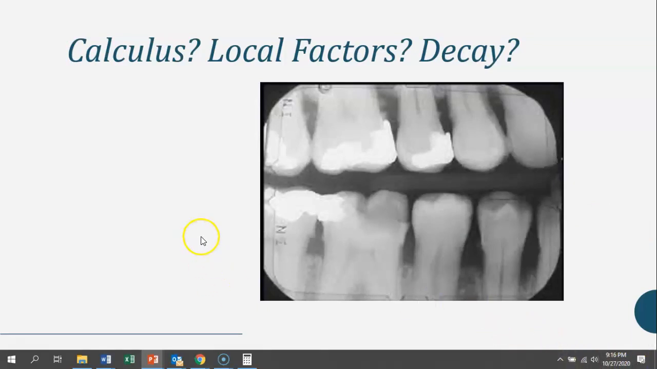Calculus, local factors, decay. This image has a little bit of everything. You see a big old cavity here. You can see spurs of calculus up in here. This is a pretty blurry image, but you can see all these spurs of calculus and overhanging restorations. I mean, this is just a mess, really.